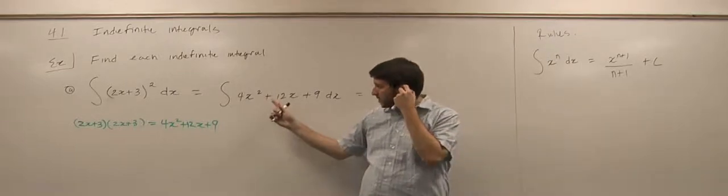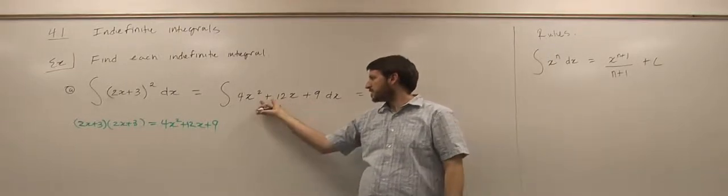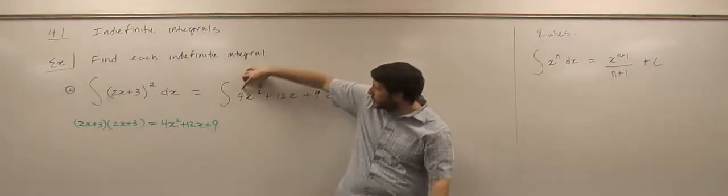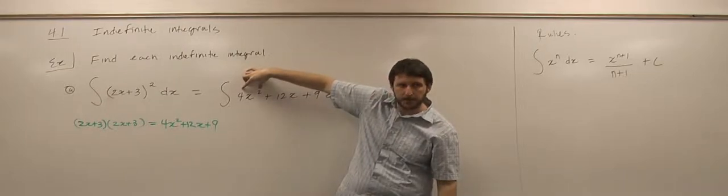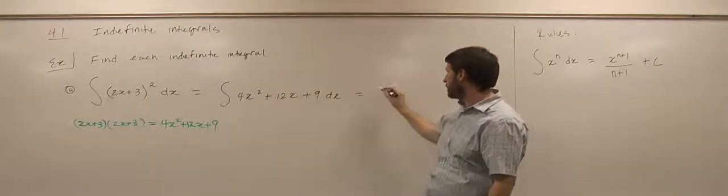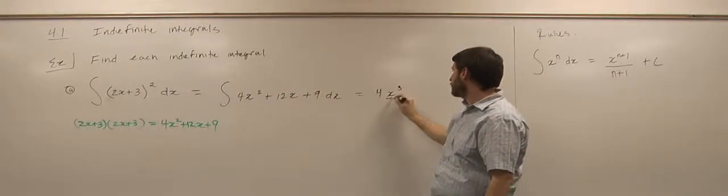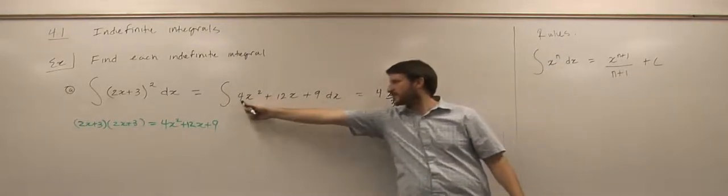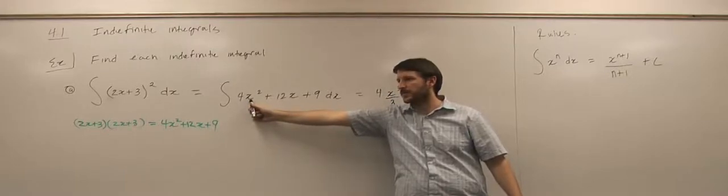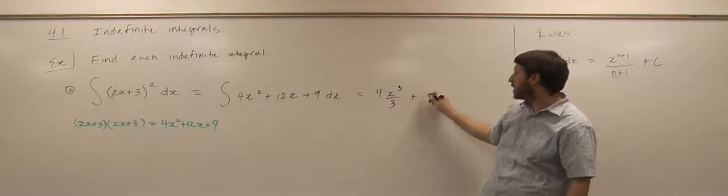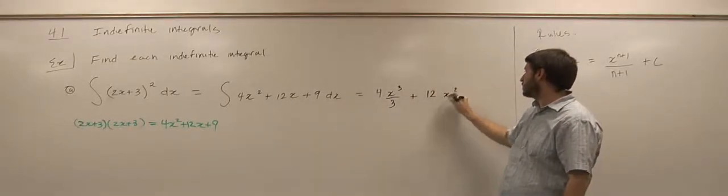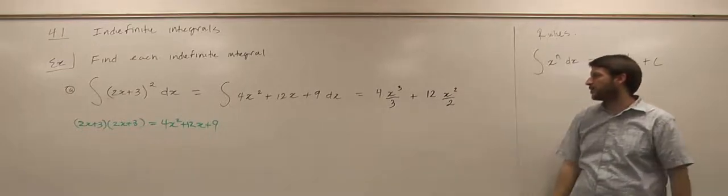Now, because each of these terms is separated by a plus sign, I can do the integral individually. So start with the integral of 4x squared. What's that? Leave the 4 alone because it's a constant multiple, and then add 1 to the power and divide by it. So I left the 4 because it's a constant multiple, and then I integrated x squared. Plus, leave the 12 alone, and then integrate the x. X squared over 2, right? Add 1 to the power and divide.